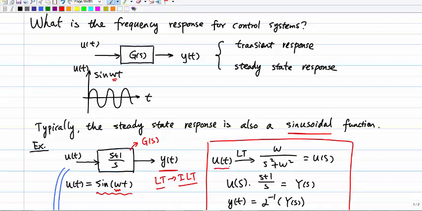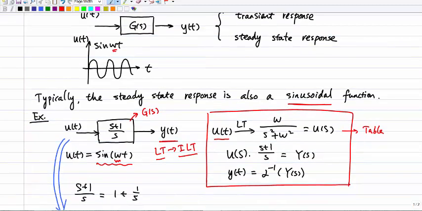First I compute the Laplace transform of my input u(t), which is sine omega t. If we do the Laplace transform, U(s) is omega divided by s squared plus omega squared. You can look at this in the table. Once you have that, we can compute the output Y(s) in the s domain. It's just the input times the transfer function, (s plus 1) divided by s. Then I do the inverse of it. This is the way I can compute that.